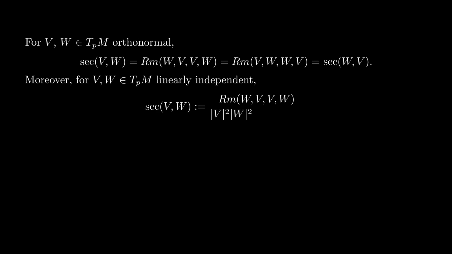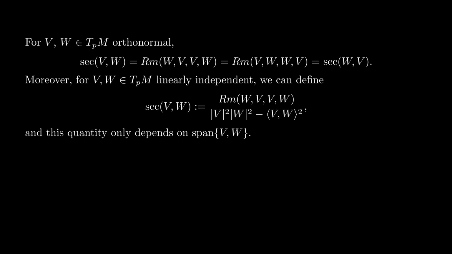Moreover, we can define the sectional curvature for any pair of vectors v, w as long as they are linearly independent. We simply have to normalize by this quantity, which is the square of the area of the parallelogram spanned by those 2 vectors. For orthonormal vectors, this is consistent with our previous definition because the area of the square spanned by them is 1. What is really nice about this definition is that this quantity only depends on the 2-dimensional plane spanned by those 2 vectors and not on the basis we use.